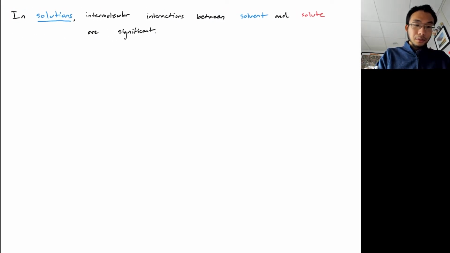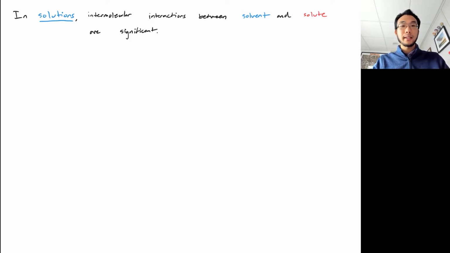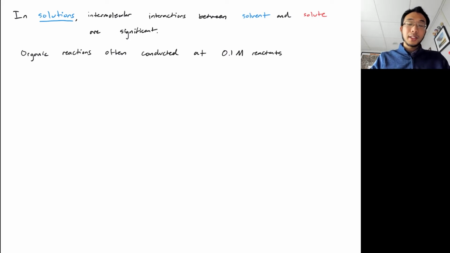Another important factor to consider is that we don't always think about molecules as just being a pure substance, right? So we're not always just thinking about a cup full of ethanol and just thinking about 100% ethanol. In reality, what we're thinking about most of the time is actually an organic molecule that's dissolved in a solvent. And so what that means is that we really need to keep in mind that there are all sorts of intermolecular interactions between the solvent and the organic molecule solute. To give you a perspective on why that's the case, well, it turns out that organic reactions are often conducted at this concentration of 0.1 molar of the reactant in some sort of a solvent.